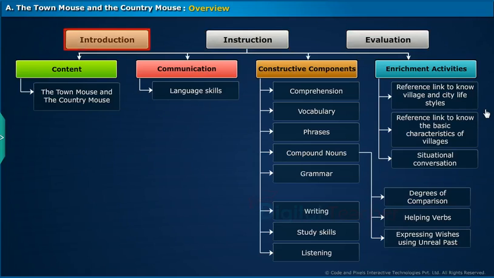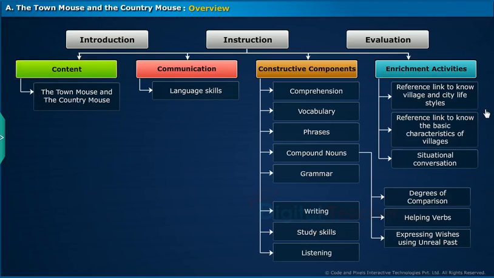The introduction section is meant to motivate the student to learn the lesson. The instruction section divides the contents of the lesson into four subsections. They are content, communication, constructive components, and enrichment activities. The lesson is covered under content.